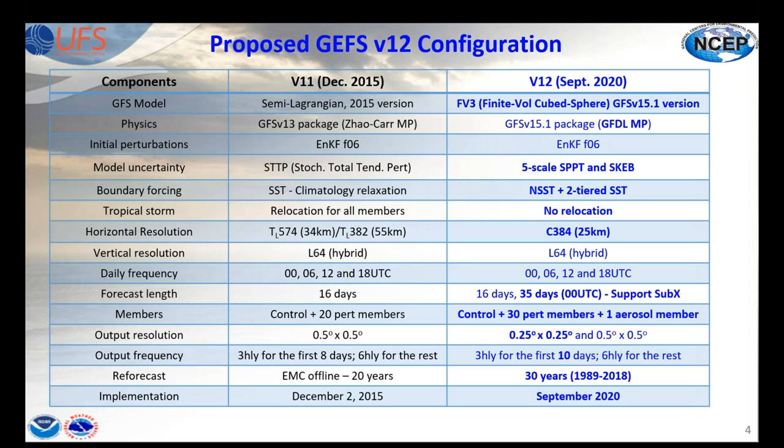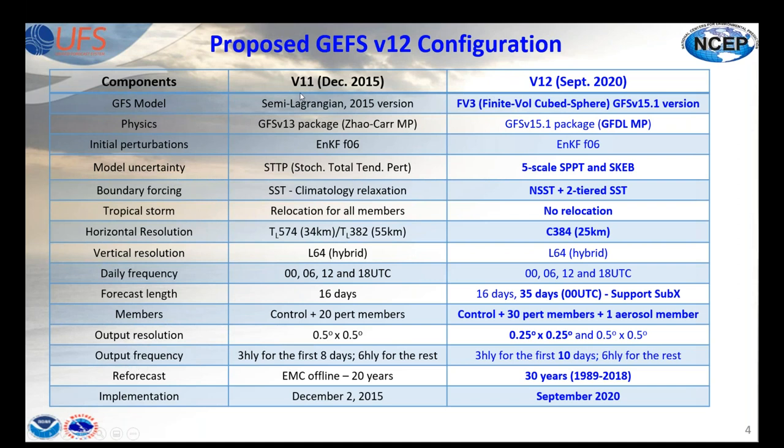So the proposed version 12 configuration, this is a global ensemble forecast system. As many of you know, last year we implemented the first UFS medium range weather forecast system. The global forecast system went into operations in June 2019 based on the FV3 dynamic core. The same modeling system is now extended to the ensemble forecast system.